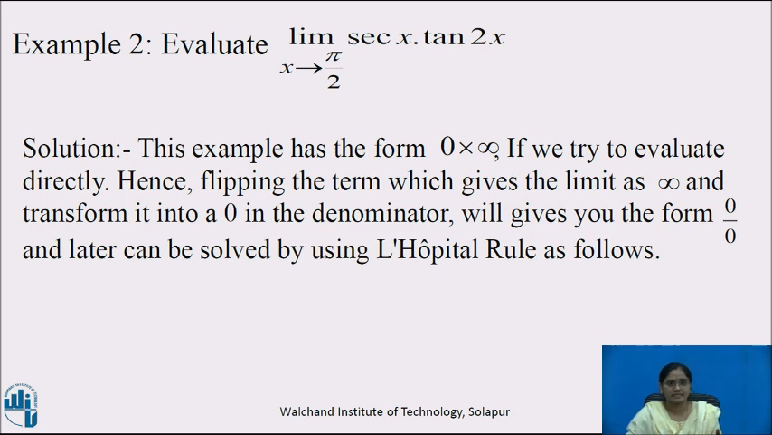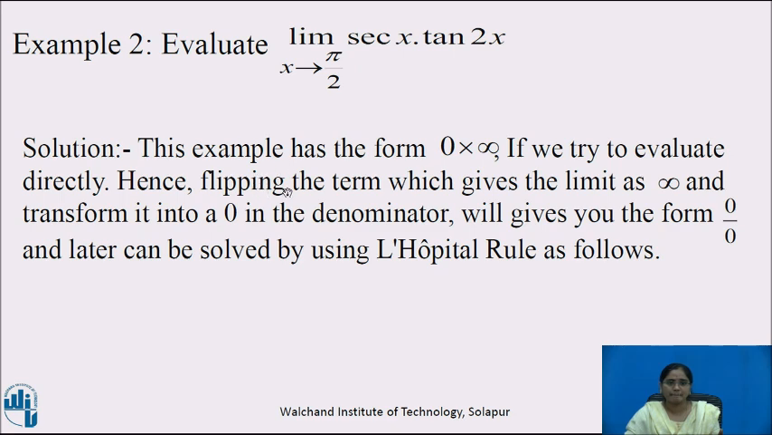Now we'll see the next example. Evaluate limit x tends to pi by 2 of sec x into tan 2x. Here also, if you substitute the limit pi by 2 directly into the problem, you will get the form 0 into infinity. Sec pi by 2 will give you 0. Tan 2 into pi by 2 gives you infinity.